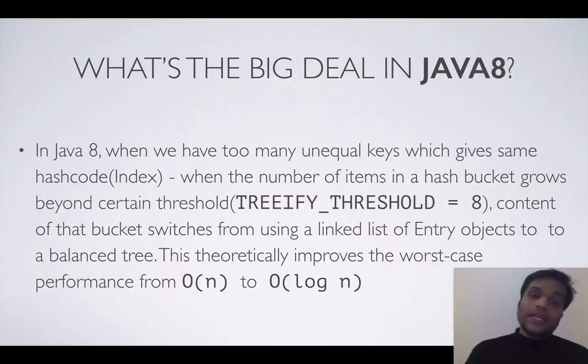A balanced tree is theoretically faster than a linked list, as a balanced tree provides you a worst case performance of log n, compared to the order of n performance of a linked list, which is definitely better. So that is a change in Java 8, which gives you performance improvements when there are too many unequal keys providing the same hash code or resolving to the same index.